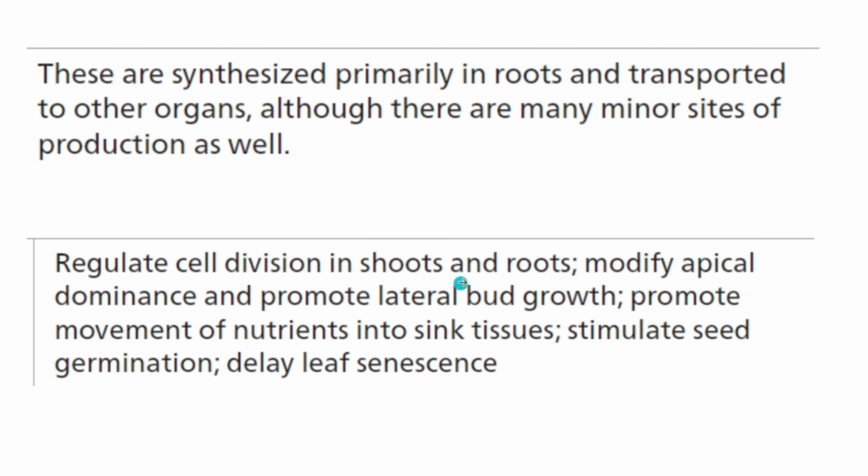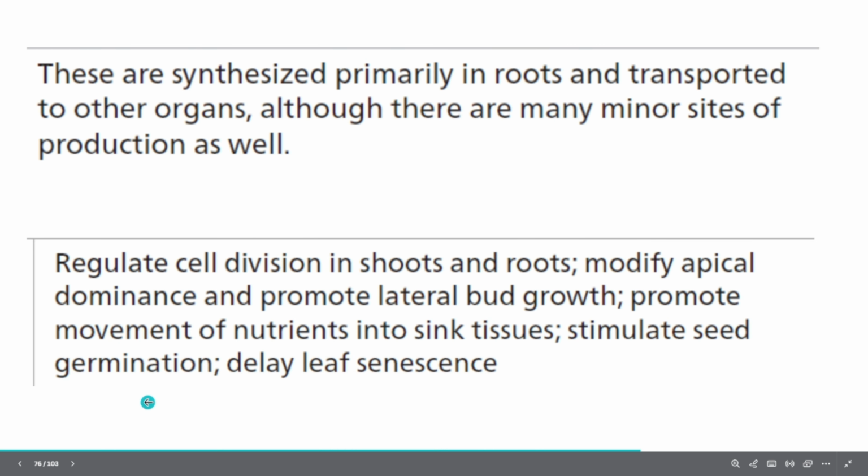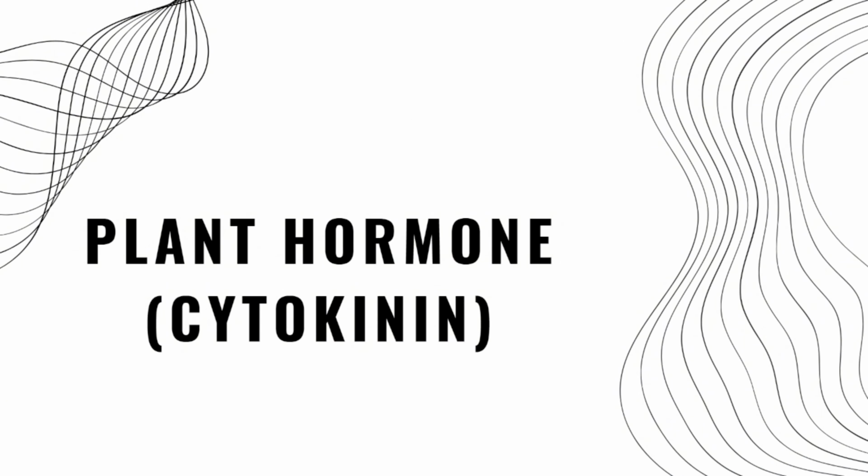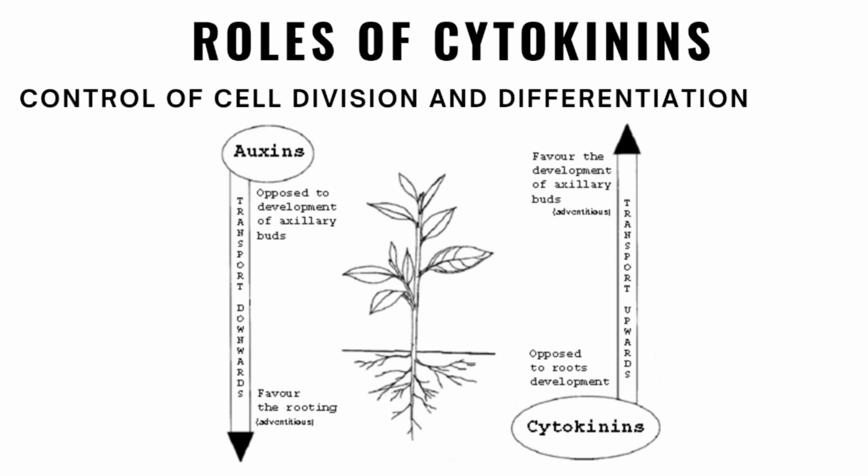to make the cell more in quantity, and modify apical dominance, promote lateral bud growth, promote movement of nutrients into the sink tissue, stimulate seed germination, delay leaf senescence. Stimulate seed germination, I am not recommending you use cytokinin. I am recommending you use gibberellin. Okay.